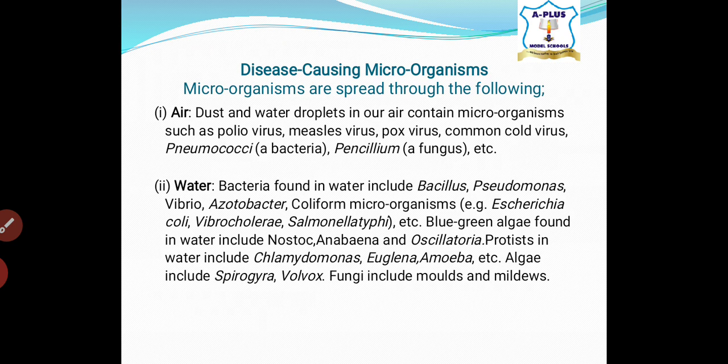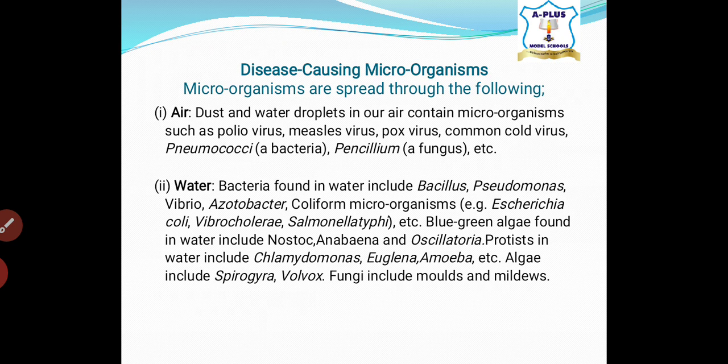Another one is waterborne. Bacteria found in water include Bacillus, Pseudomonas, Vibrio, Azotobacter, coliform microorganisms, Escherichia coli, Cholera, Salmonella typhi. All these are microorganisms that can be found in water. Blue-green algae found in water include Nostoc, Anabaena, and Oscillatoria.